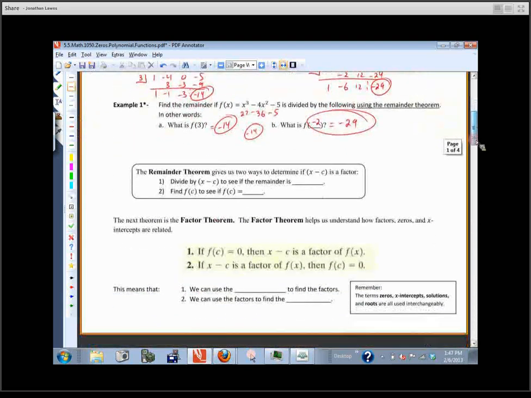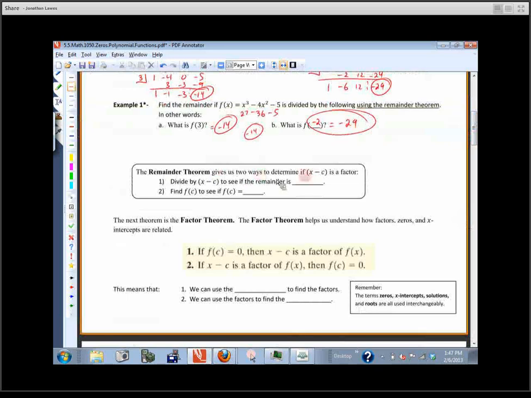I need to summarize this first of all. Okay, the remainder theorem gives us 2 ways to determine if x minus c is a factor. The first thing is we can divide to see if the remainder is, what do we want the remainder to be? 0. Okay. Or we can find f of c, plug it in and see if f of c is 0. Because if the function value is 0, stop and think for just a second. Remember, a lot of thinking with this, not very difficult math. If I plug a number in and the function value is 0, where would I plot that point? On the x-axis, right? So it would have to be an x-intercept, a 0, solution, root, whatever you want to call it. Good there? Okay, so that's the remainder theorem all summarized up.